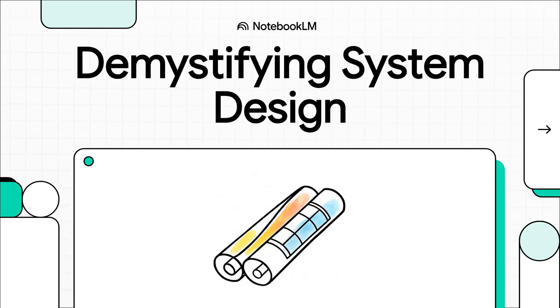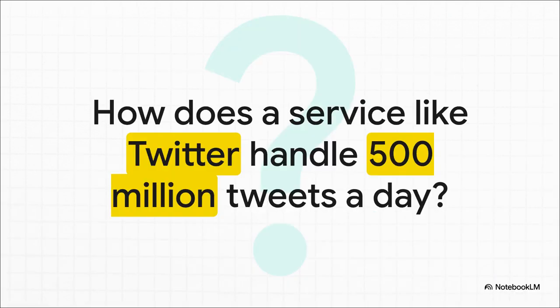Ever stop to wonder how something like Netflix or Amazon can possibly handle millions of people all at once? Well, today, we're going to pull back the curtain on system design. This is the blueprint, the architecture that powers our entire digital world. I mean, seriously, how does a service like Twitter or Instagram actually work? We're not talking about just a handful of users here. We're talking about this insane, mind-boggling scale of data, and it's all happening in real time.